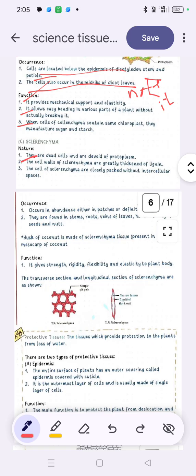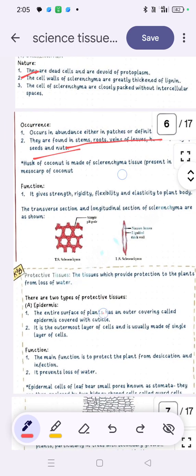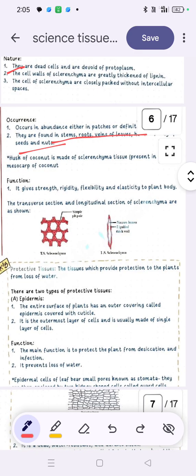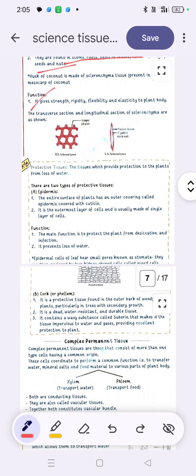It is present in the stems, roots, veins of the leaves, and in seeds and nuts. Its function is that it gives strength, rigidity, flexibility and elasticity to the plant body, like the coconut husk, etc. Then we go to protective tissue, but it is required, we skip that.